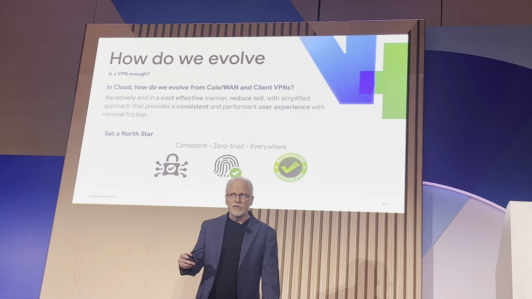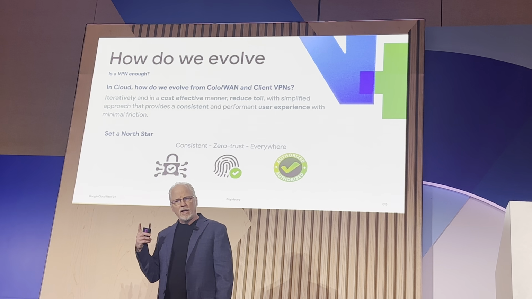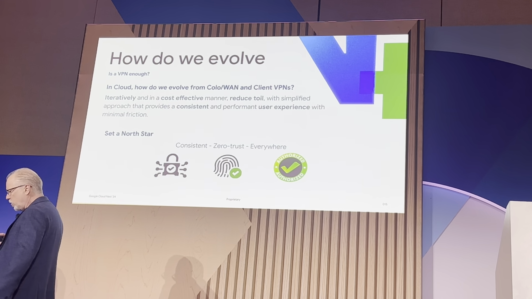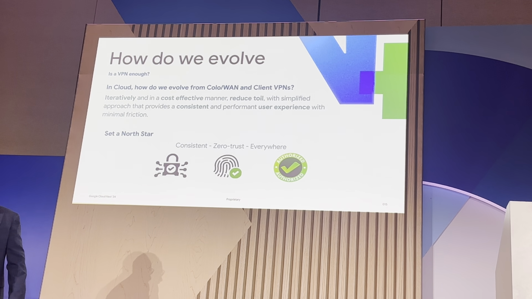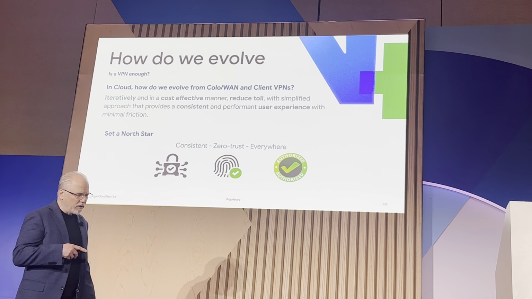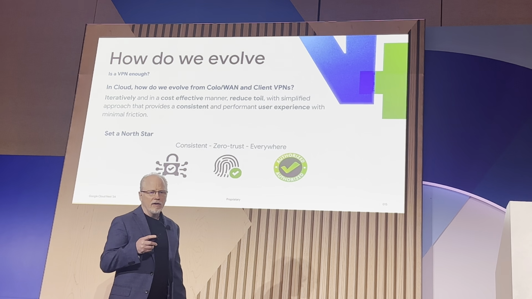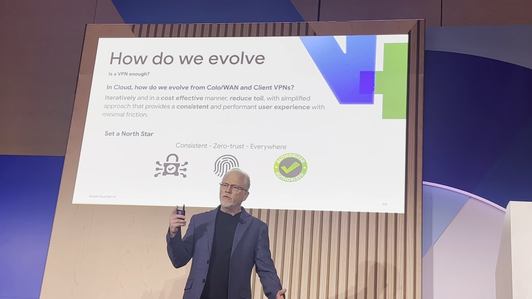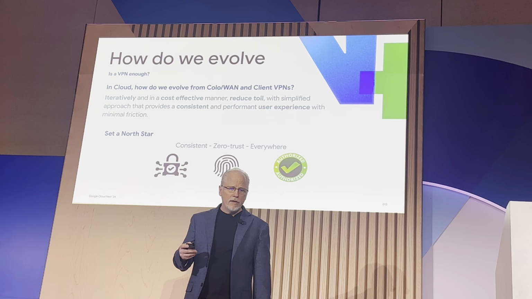Well, is VPN enough? And in the evolution of our cloud journey from co-location, how do we reduce dependencies from the colo and wide area network to the branches and those client VPNs? So as we think through this, we know we need to approach this in an iterative way.